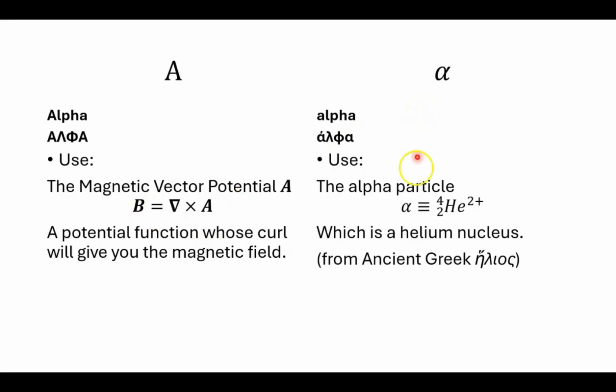The lowercase alpha is used to represent the alpha particle, which scientists later found out is just a helium nucleus without two electrons. And the word helium is also from ancient Greek helios, which means the sun, because there's a lot of helium in the sun as a result of the fusion of hydrogens.